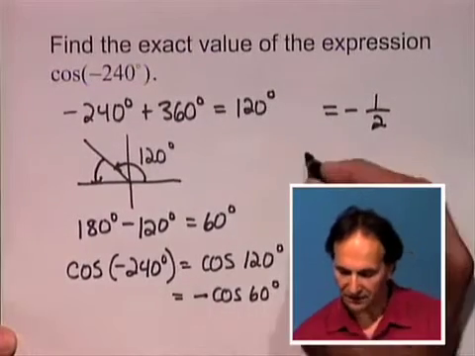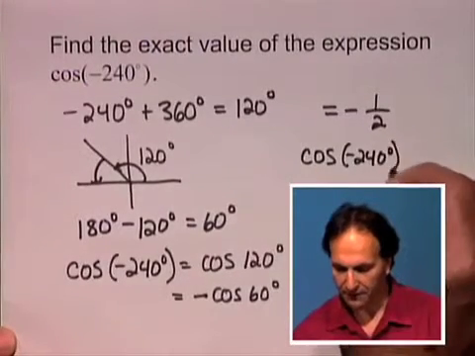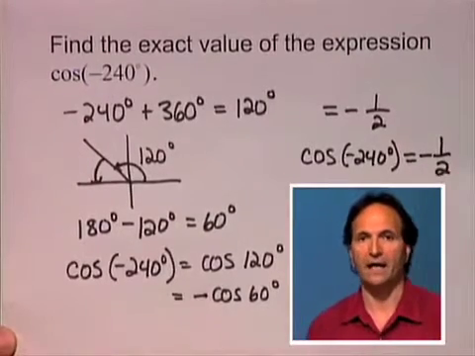So what that tells us is that the cosine of -240 degrees is equal to -1/2.